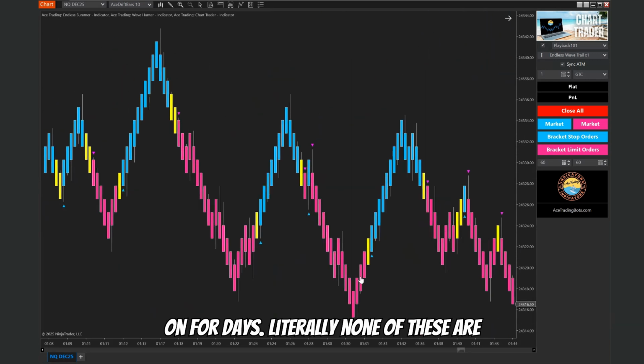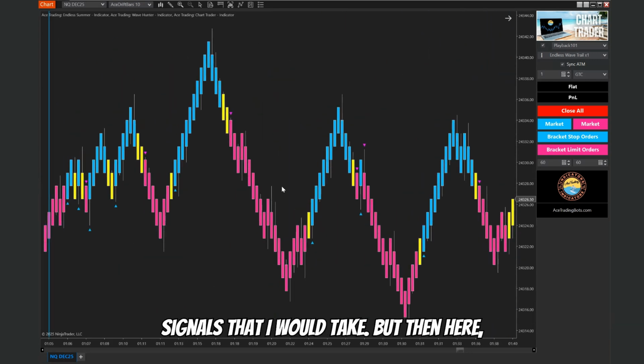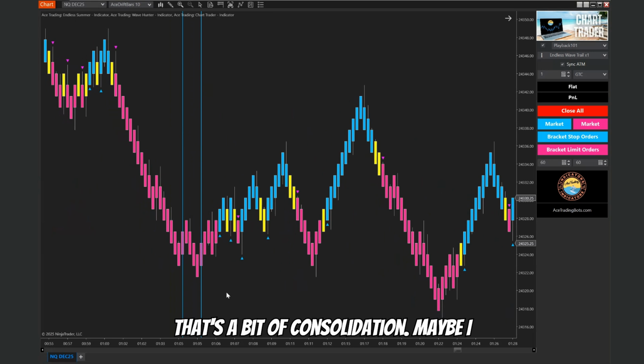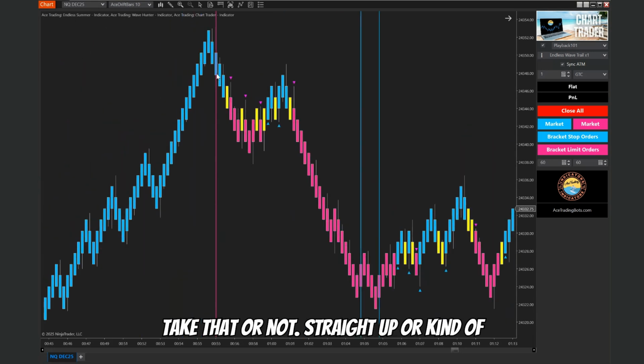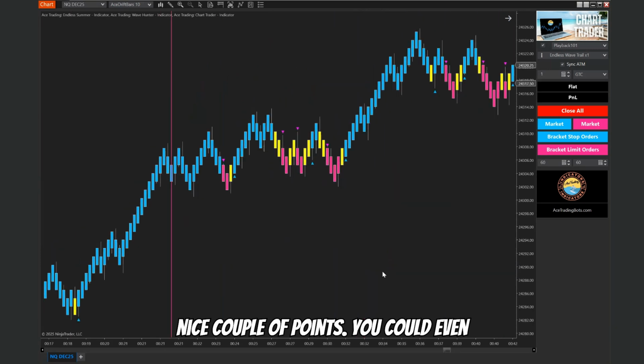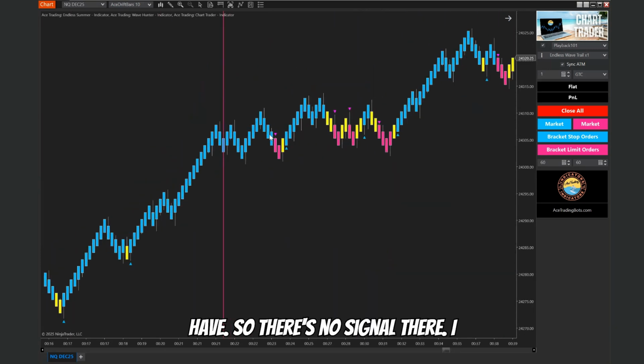I could go on for days. Literally, none of these are signals that I would take. But then here, that's a bit of consolidation. Maybe I take that or not. Straight up or kind of a straight down. Could have got in for a nice couple of points. There's no signal there. I wouldn't take that. It's too far gone.